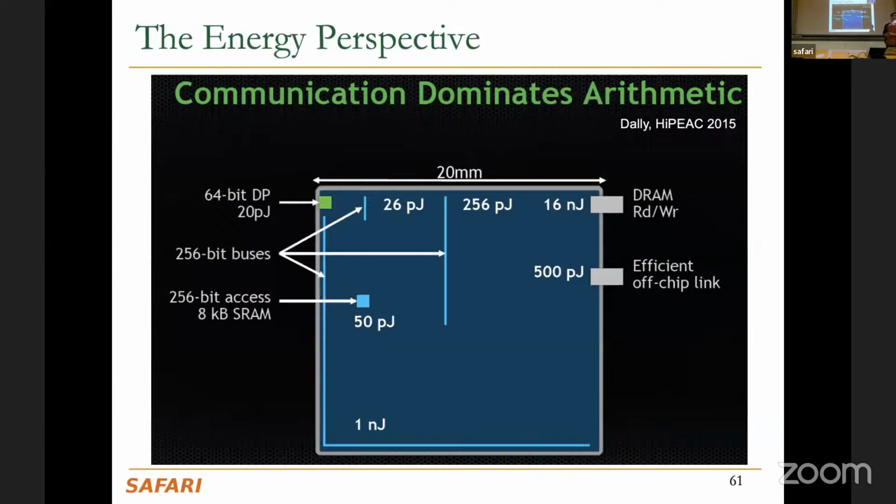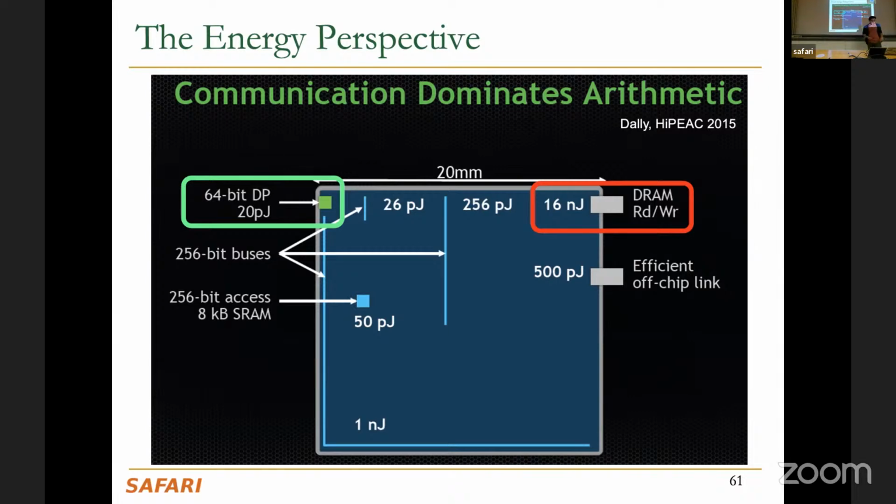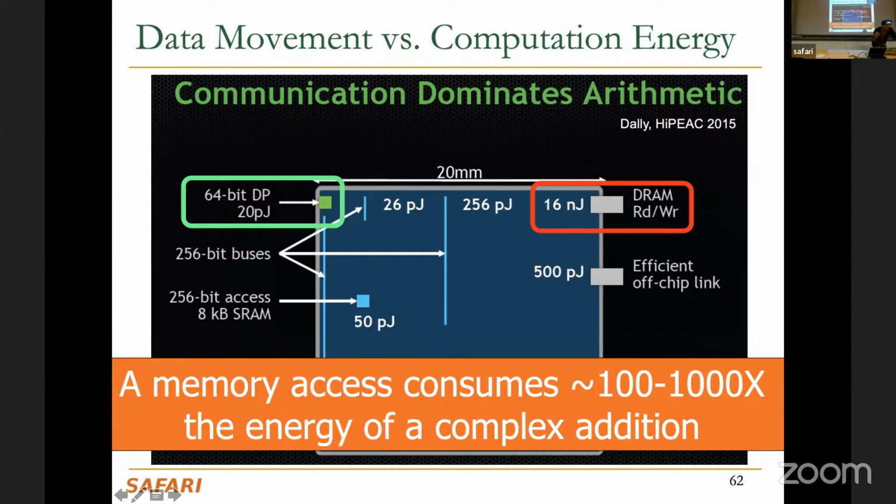And that's if we look at the execution cycles. If we think about the energy that is spent, it might look even worse, I would say. You can compare in this slide from Bill Dally, presented at HiPEAC 2015, the total energy that is typically spent on accessing one cache line from memory. We're talking about the order of nanojoules, while computing a double precision addition, for example, is in the order of picojoules, right? So the memory access consumes something between 100 and 1,000 times the energy of a complex addition. And we say it's complex because it's double precision, right?